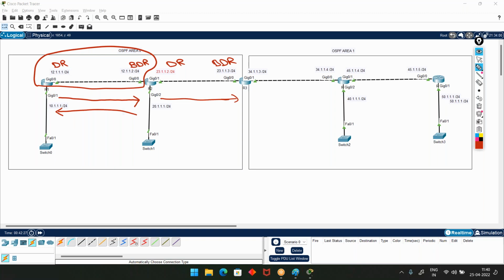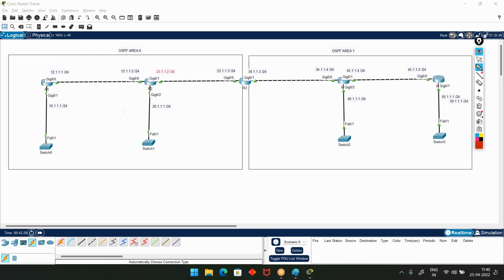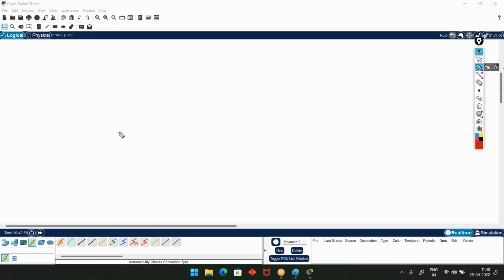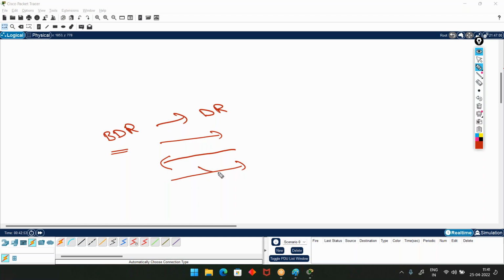If suppose what you are saying, sir, is that BDR will share the network information only to the DR router, so the DR can communicate to the BDR. But what about the BDR communicating to the DR router this time? Is it possible?